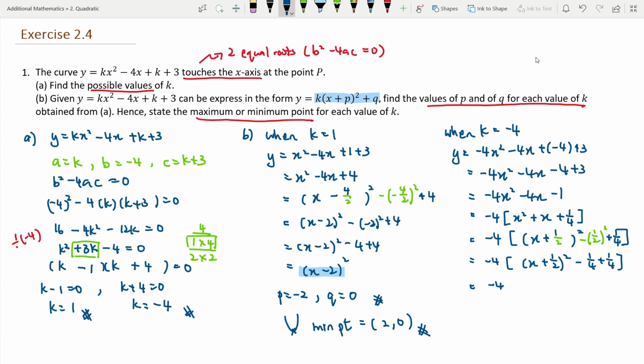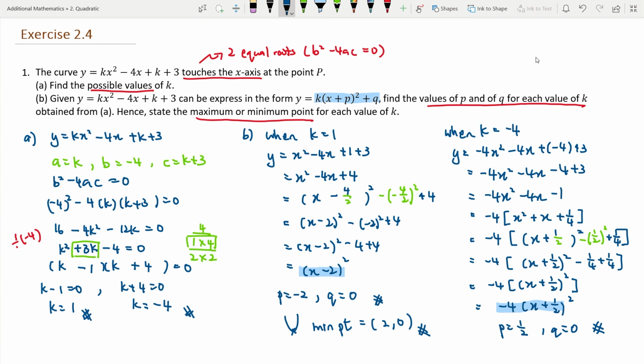which is negative 4 (x plus 1 over 2) square, minus 1 over 4 plus 1 over 4, we will get a 0. So it will be negative 4 (x plus 1 over 2) square. Compare this with the given equation. When k equals negative 4, p is equal to 1 over 2 and q is 0.